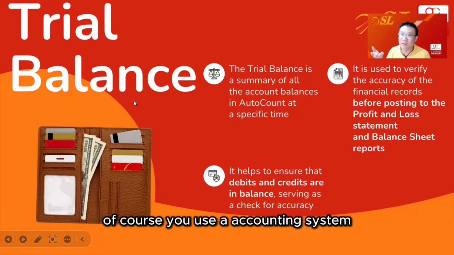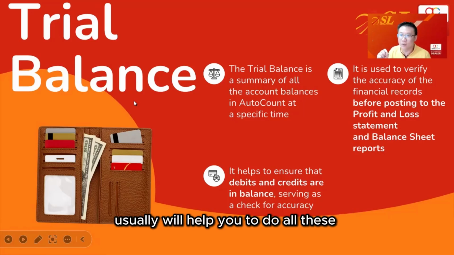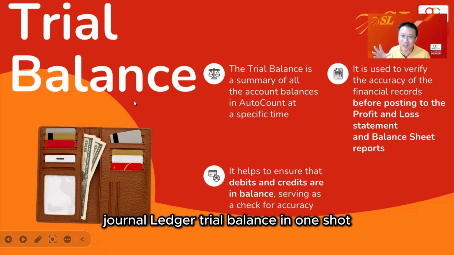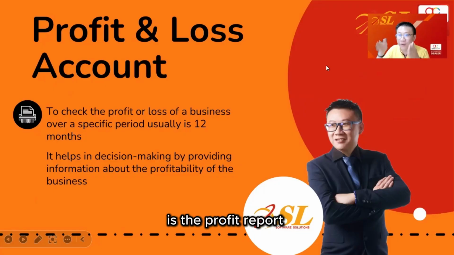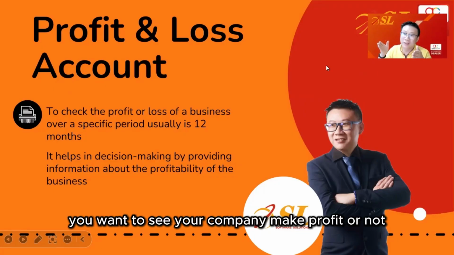Of course, if you use an accounting system, the system will usually help you do all this journal, ledger, trial balance in one shot. So you just need to know what it is about. That's all. Profit and loss is the profit report. You want to see whether your company makes profit or not over a certain period.